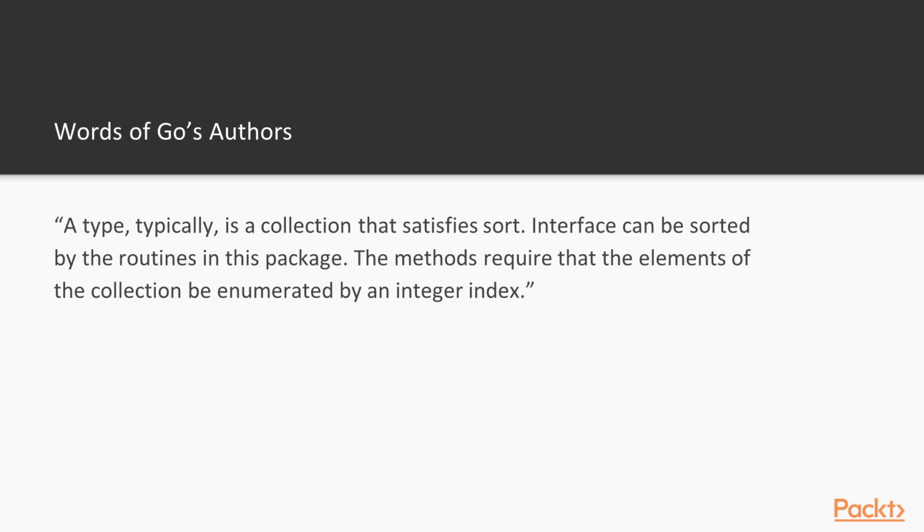The methods require that the elements of the collection be enumerated by an integer index. In other words, write a type that implements this interface so that the sort package can be used to sort any slice. The sorting algorithm is the template, and we must define how to retrieve values in our slice. If we peek in the sort package, we can also find an example of how to use the sorting template, but we will create our own example.